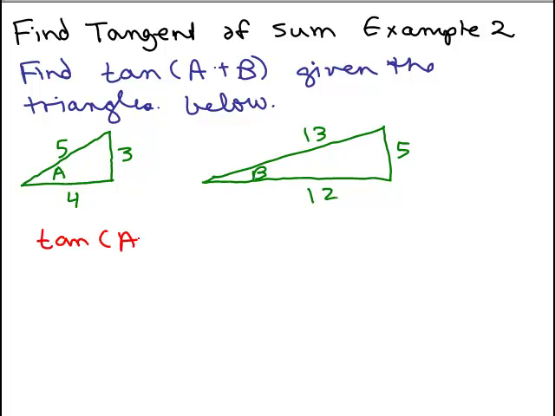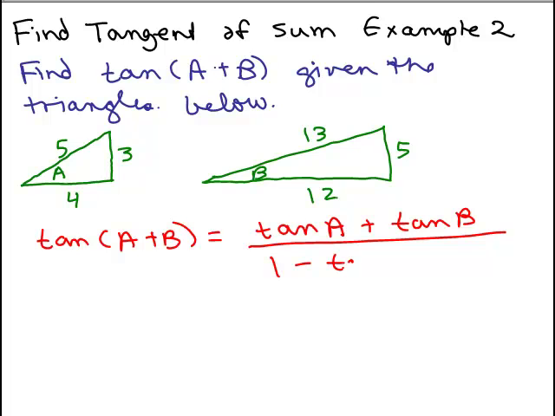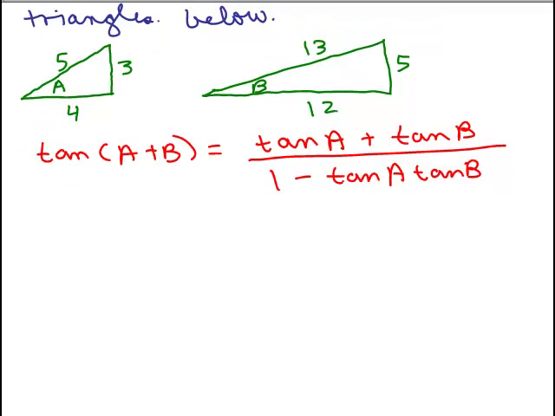So remember, the tangent of A plus B formula is tangent of A plus tangent of B all over 1 minus the tangent of A times the tangent of B. So we need to look at our pictures to be able to fill in what the tangent of A and the tangent of B is, and then just fill it right in there. So let's go ahead and do that.